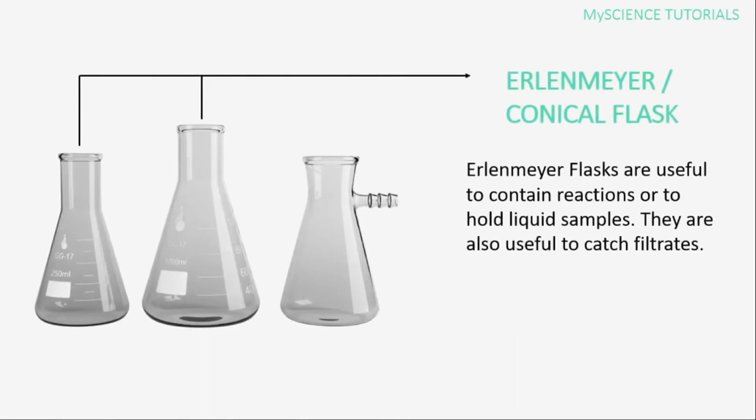Now we have the Erlenmeyer flask or the conical flask. The flask is useful to contain reactions and hold liquid samples. They are also useful to catch filtrates. Just like the beakers, the Erlenmeyer flask also has the same uses, but mostly we use the Erlenmeyer flask during titration. So if you are adding your acid from the burette to your base which you have in your conical flask, you need to make sure you use the conical flask because the beaker has a bigger mouth.